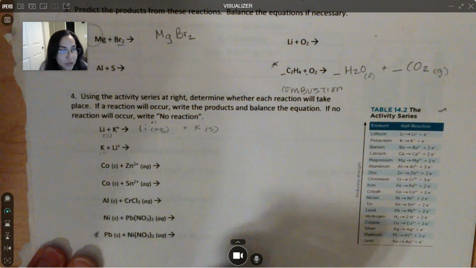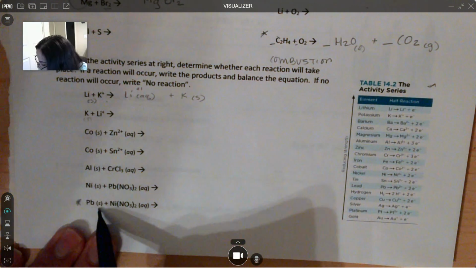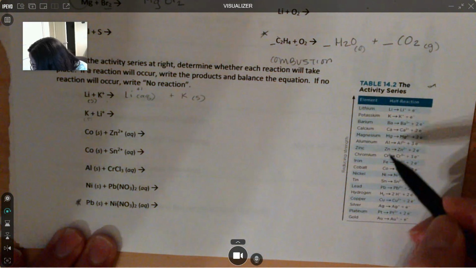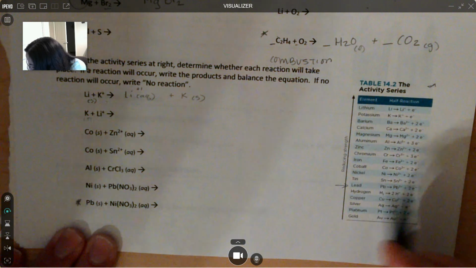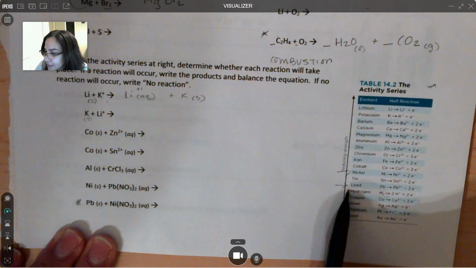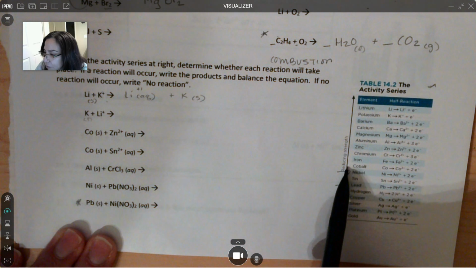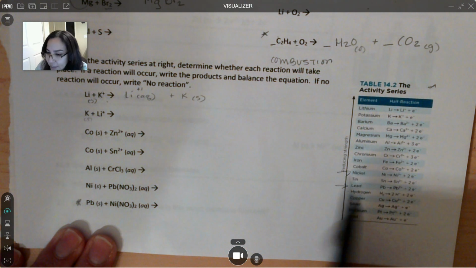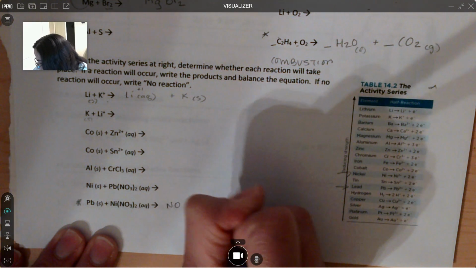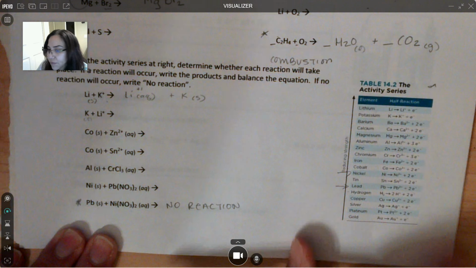I wanted to work on this one, the lead one. Okay, so lead and nickel nitrate, right? So let's find lead. Lead is right here. And let's find nickel. Nickel is right here. So lead solid cannot replace nickel inside of solution. So this is going to be no reaction. Okay.